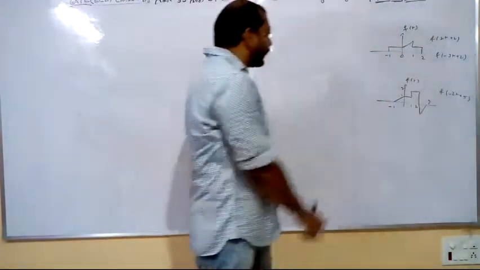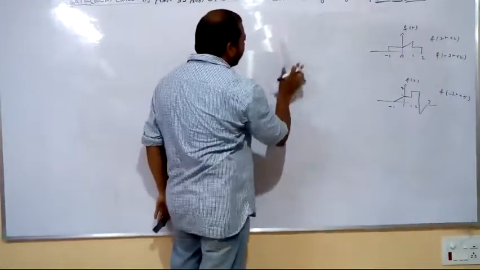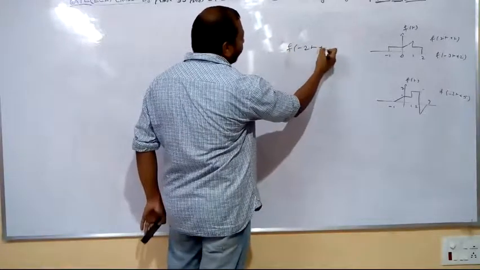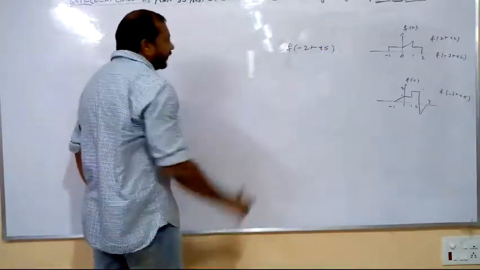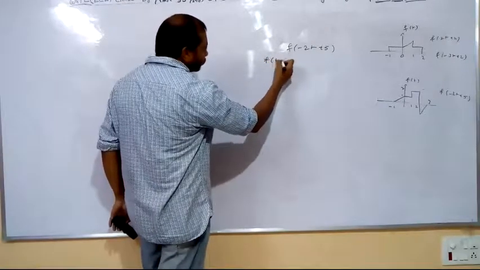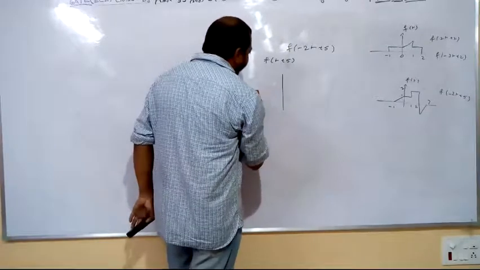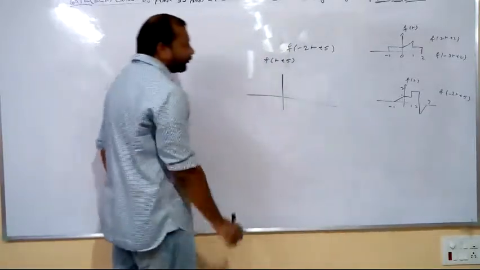Here, what they have given is f of t, and what they are asking is f of minus 2t plus 5. Okay, first I am writing f of t plus 5. Directly, I am writing t plus 5 is equal to 0, t equal to minus 5.